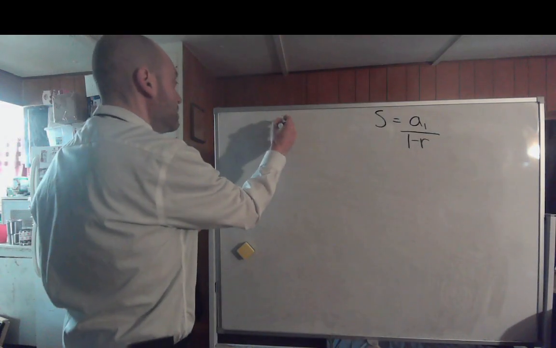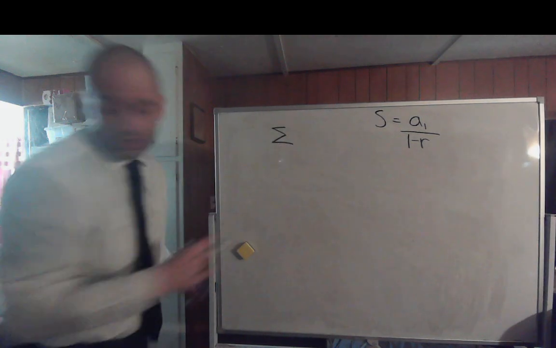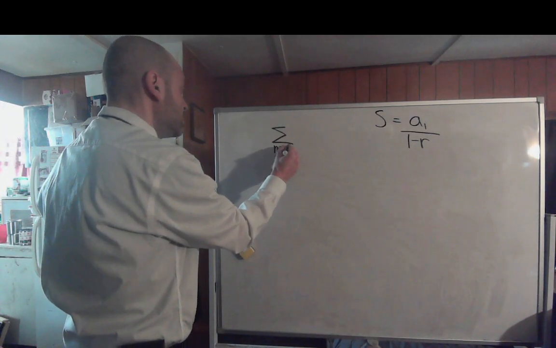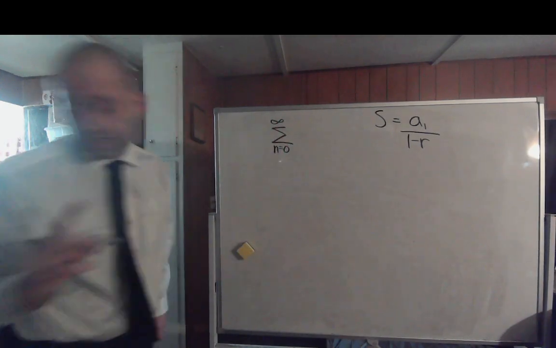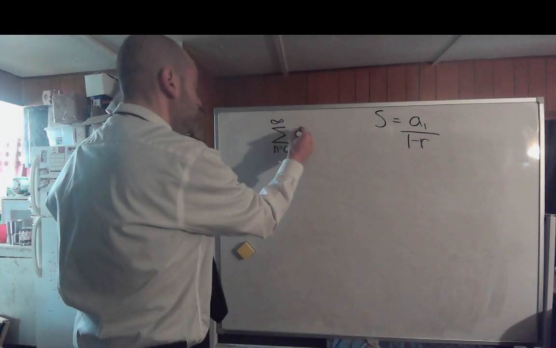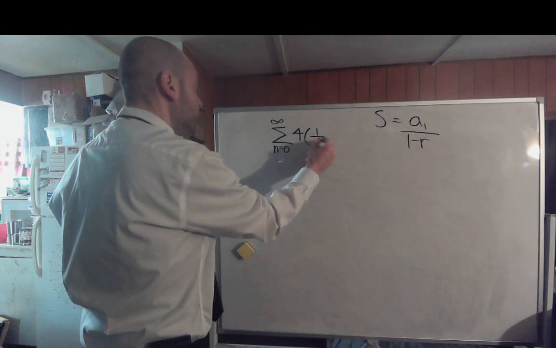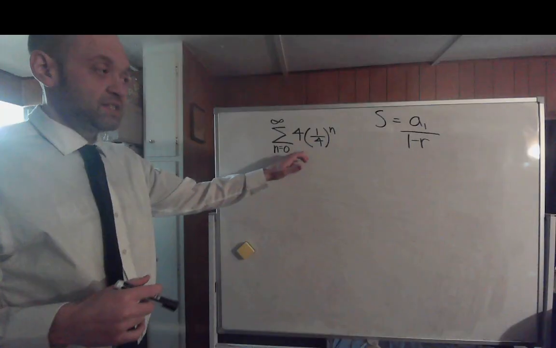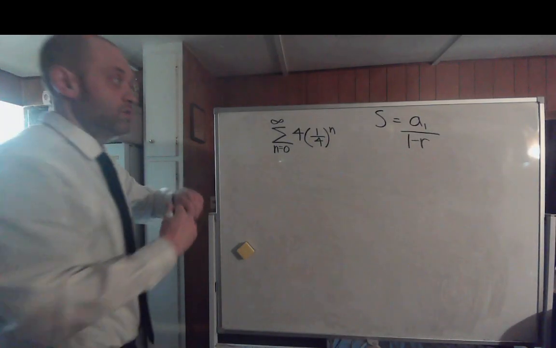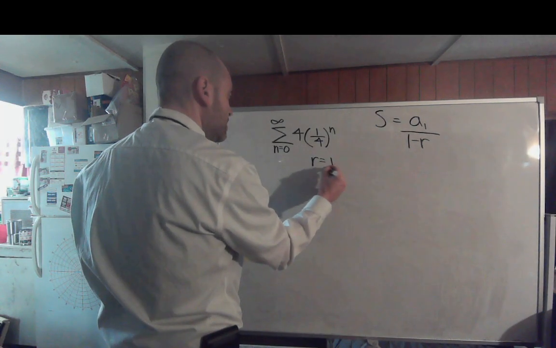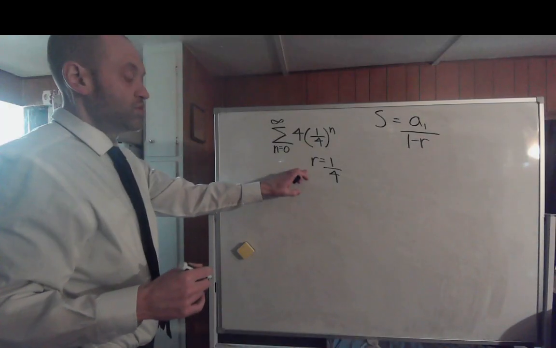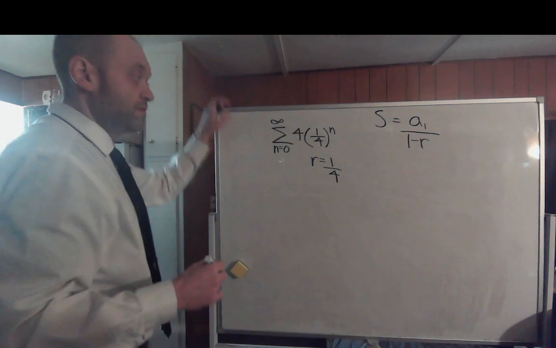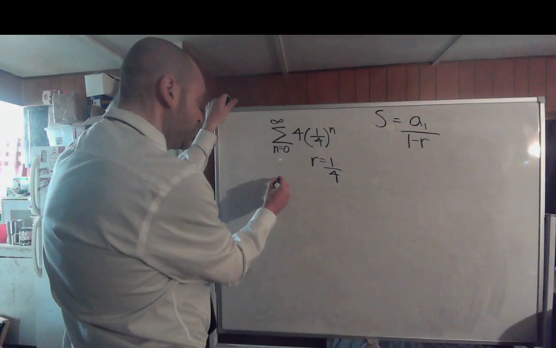Now let's go from, again, let's do n equals 0 to infinity, this time of 4 times the quantity of 1/4 to the n. So we're going to go from the 0th term to infinity, find the sum of this series. Well, what's your common ratio? It's going to be 1/4. So if your common ratio is 1/4, that means it's less than 1, so this series will converge into a finite answer.